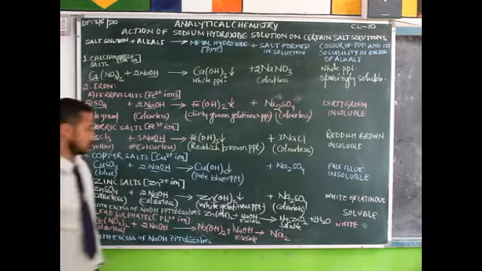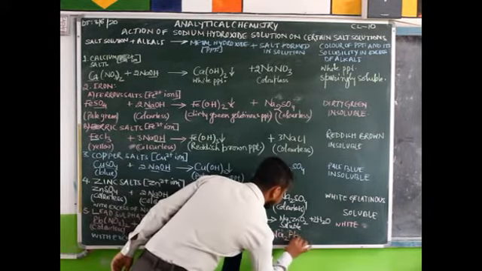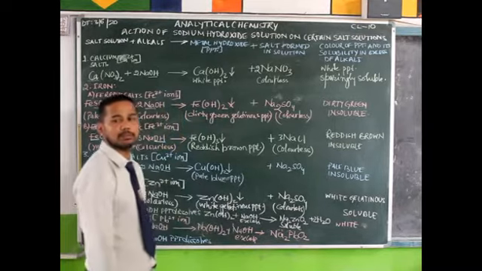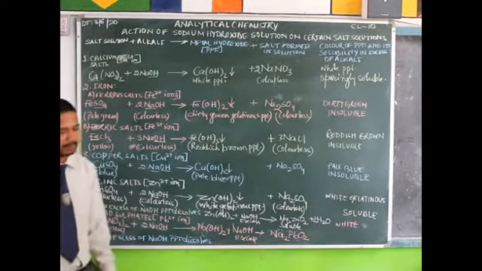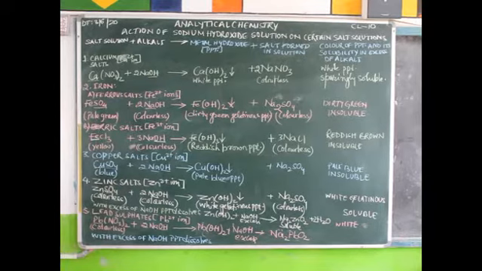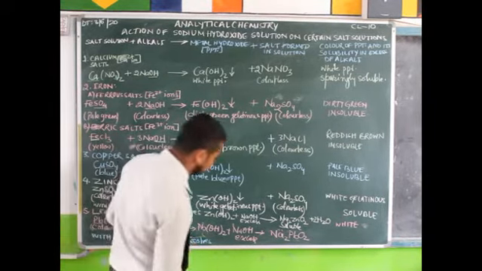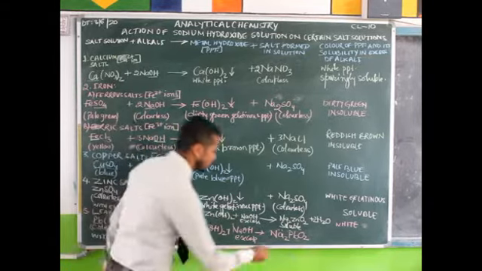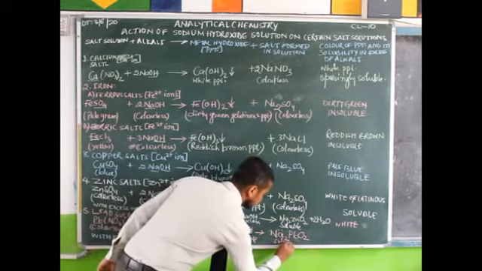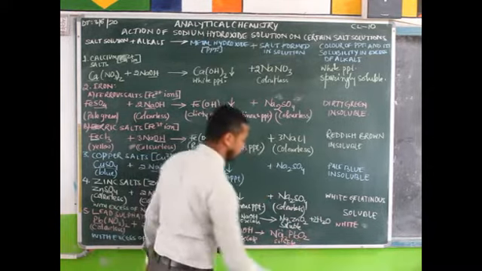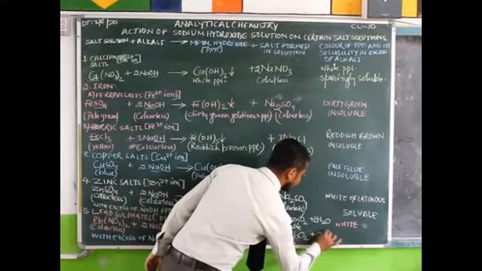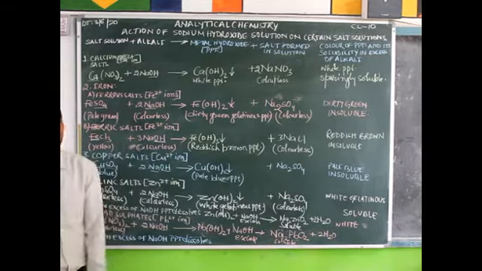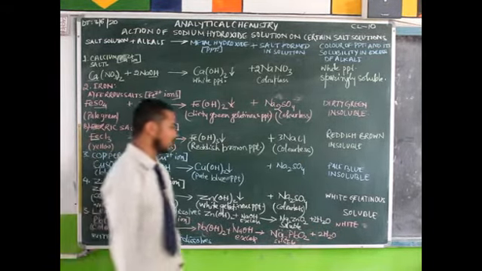Na2PbO2. So what is this? This is sodium plumbate. You will get a soluble substance. This is a soluble substance: sodium plumbate plus water.